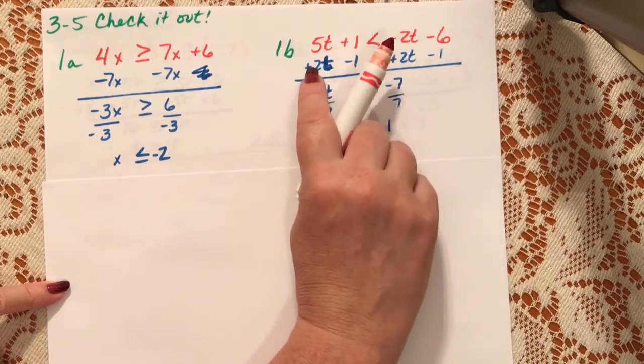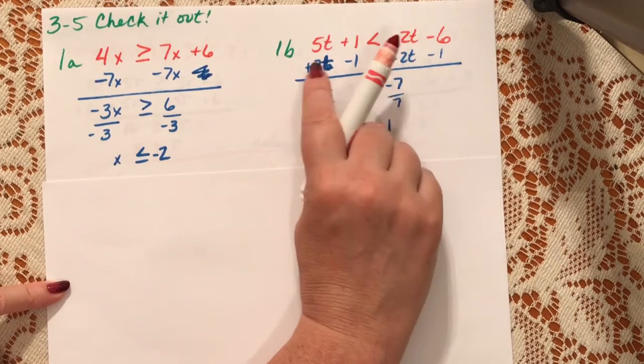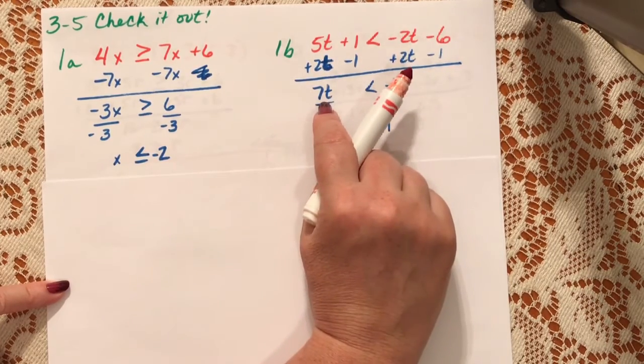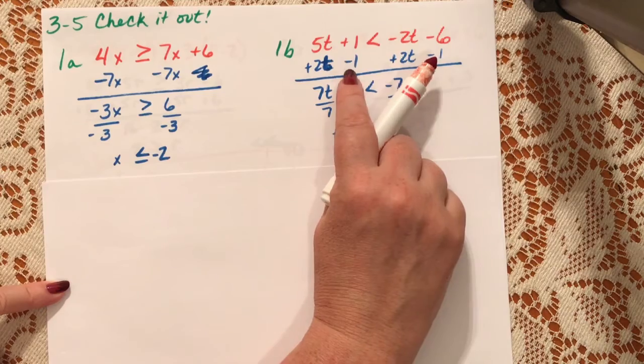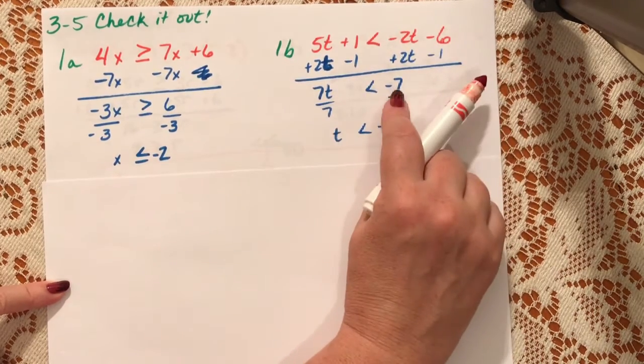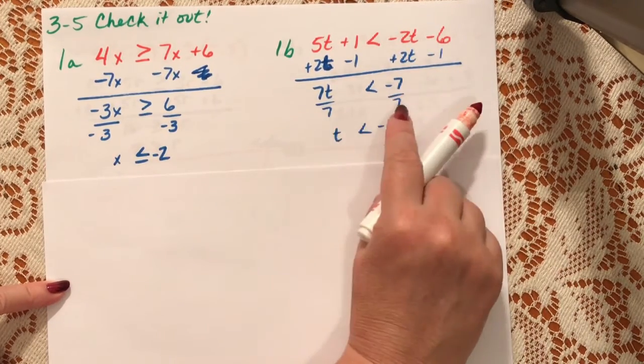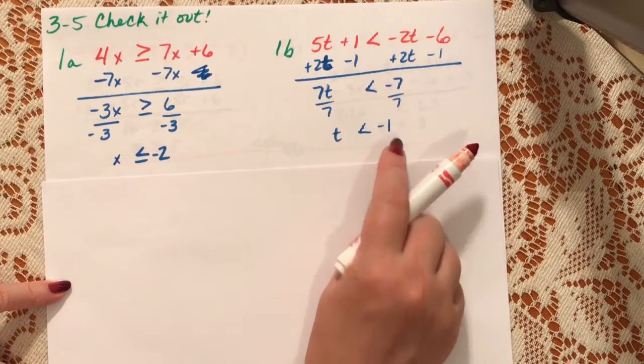I'm going to put all my t's on this side, so I'm going to add 2t to both sides, giving me 7t, and I'm going to get rid of this 1, subtracting 1 from both sides, giving me negative 7. Divide each side by 7, and t is smaller than negative 1.